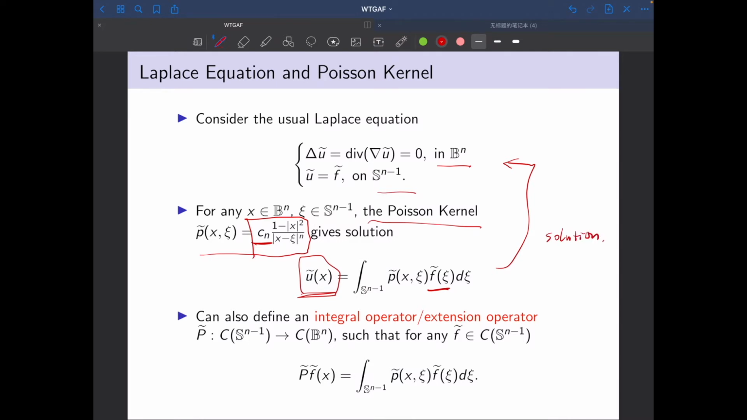From another perspective, you can also think of this as defining an extension operator, P tilde, such that for any f tilde which is continuous on the boundary, we can define a function which is continuous in the interior of the unit ball. The way to define it is just to use this integral here. When you do that, you get an extension operator.